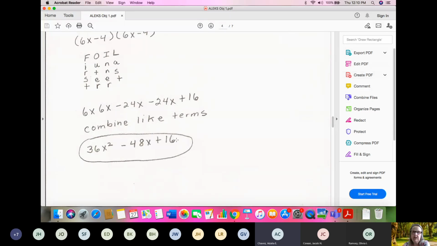Any questions on this particular topic? It's really important to know how to FOIL so that you can check some of your factorizations and make sure they're correct.